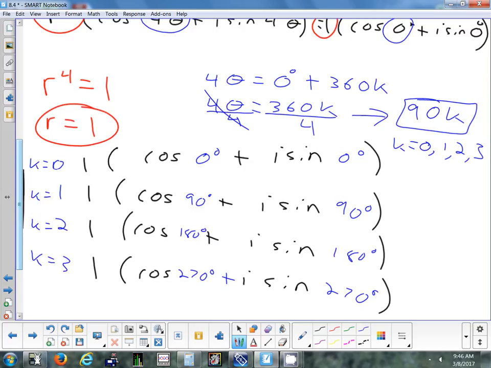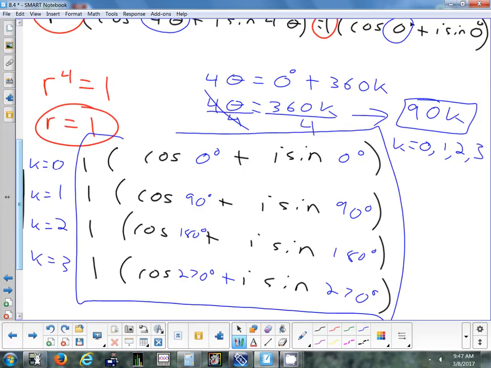Those answers you could simplify. Like if you type in the cosine of 0, you'd get a 1, and the sine of 0, you'd get 0. I'm not going to go through simplifying them because we've done that, but I'm just going to stop with trig form.